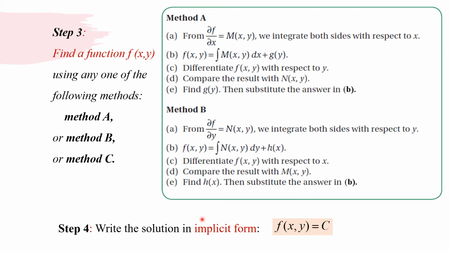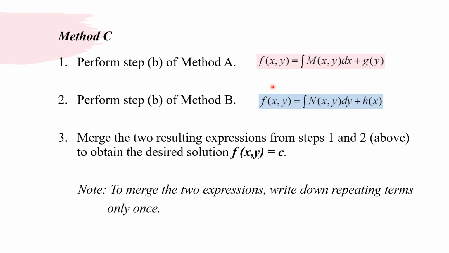Step number 4 is to write the solution in implicit form. Once you've got the solution for the exact equation, we need to write it in the form of f of x, y equals a constant c.